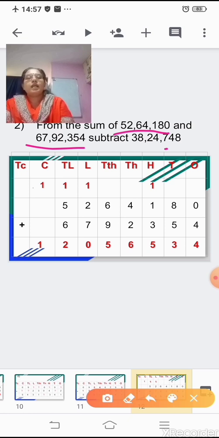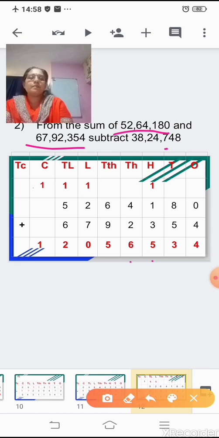Same way, starting from the ones place, 0 plus 4 is 4. 8 plus 5 is 13. 3 you will write. Carry 1 to the hundreds place. 1 plus 1 is 2. 2 plus 3 is 5. In the thousands place, 4 plus 2 is 6.